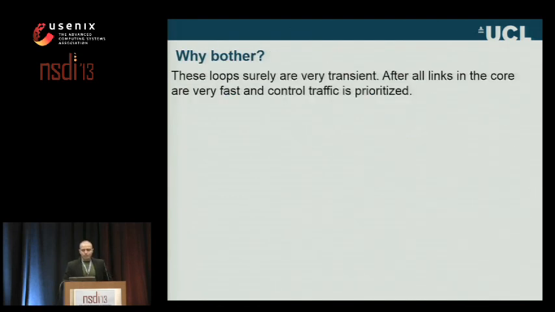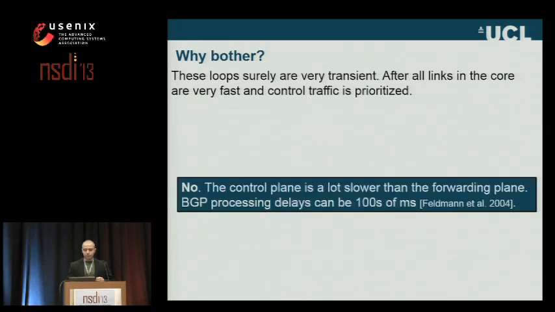So why should we care about those loops? Now, those are bound to be very transient because links are very fast and control traffic is usually prioritized. Turns out that this is not always the case. BGP processing happens in the control plane, which is a lot slower than the forwarding plane. Previous research has shown that processing delays of BGP updates can be in the hundreds of milliseconds, which is very significant, especially when talking about real-time traffic.